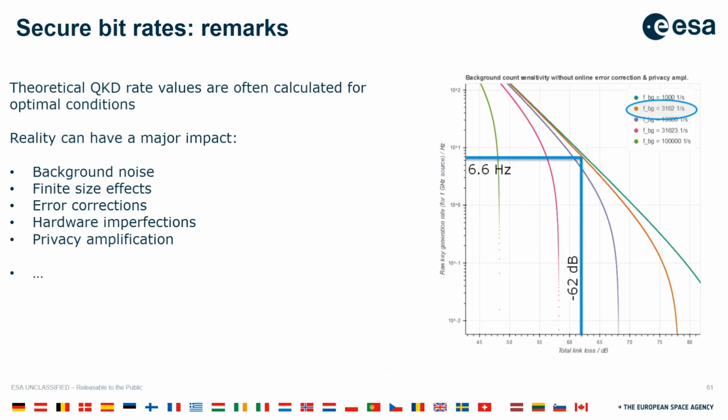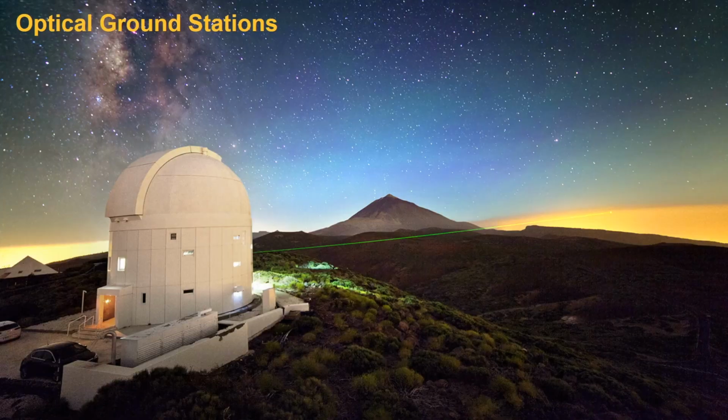Okay, but remember I talked about key rates and bit rates. We have a lot of impacts, especially that single photon trying to get through, well, one, the distance, and secondly, all the background noise in the atmospherics and that.